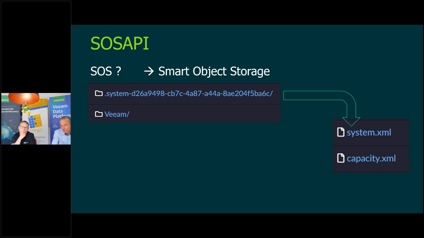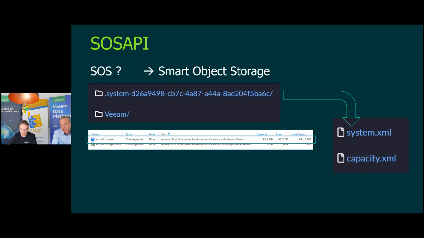One of them, and you can already see that in version 12, is that small blue bucket icon over there. It's S3 integrated. It's not S3 compatible, it's integrated. Now we can already see the free space which is still available in this bucket. That information comes from that capacity.xml file, which is written as a part of the S3. So that gives a lot of flexibility in developing new features.